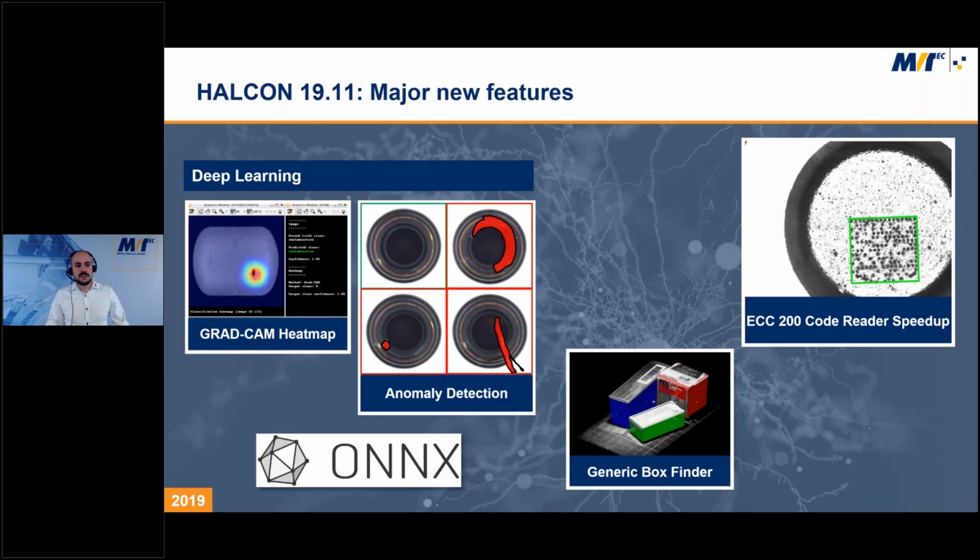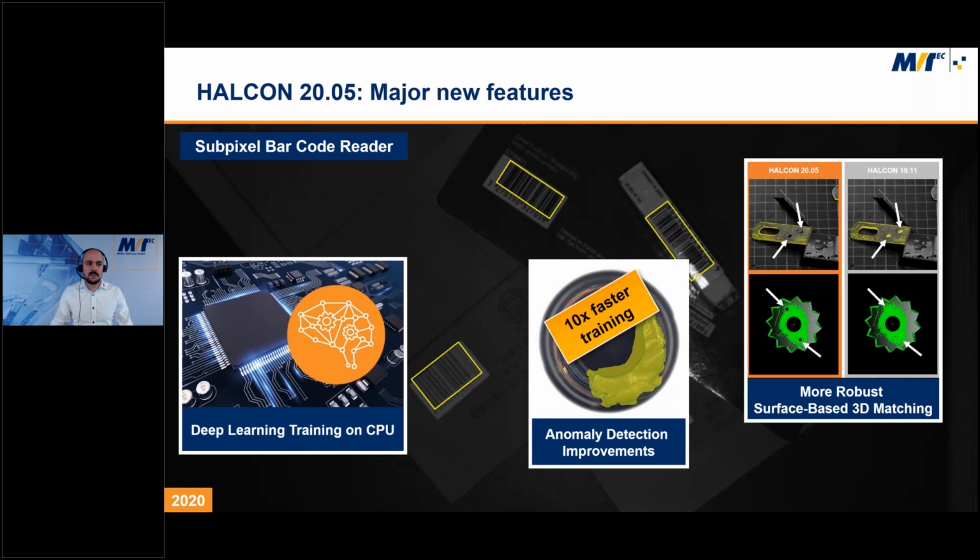The next step was 20.05, and here we can see in the background it is called the subpixel barcode reader. One big new feature for barcode reading is that we improved our existing barcode reading functionality to be able to read barcodes down to a module size, meaning the width of one bar of the barcode, of 0.7 pixels in our benchmarks. So even lower resolution barcodes can now be read with HALCON's barcode reading functionality.